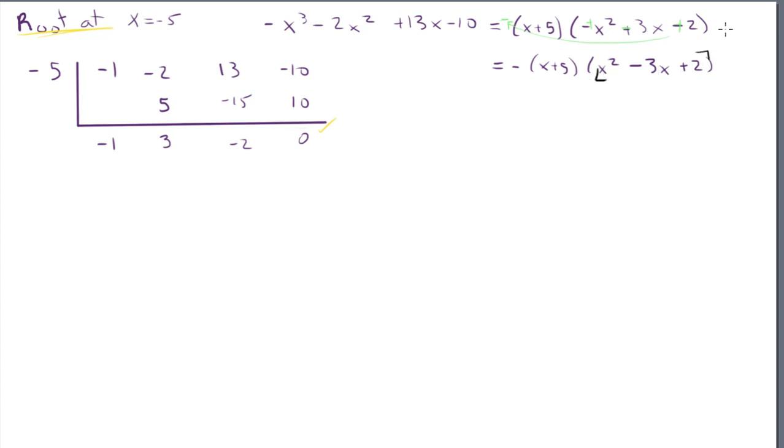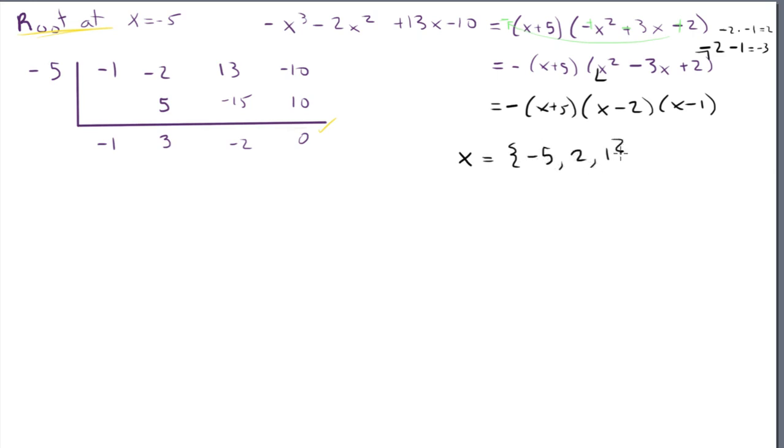Look, the factors of 2 are -2 times a -1 gives me a +2, and -2 minus 1 is a -3. So this becomes x minus 2, x minus 1, and so this is equal to a negative x plus 5 times that. So what are all our roots? x is equal to the set -5, 2, 1.